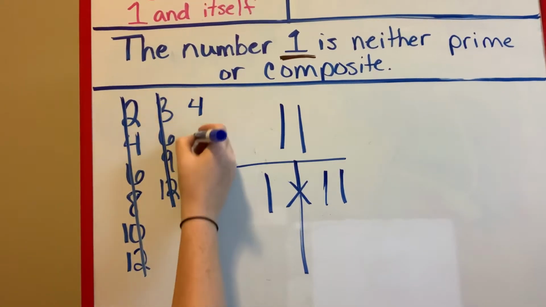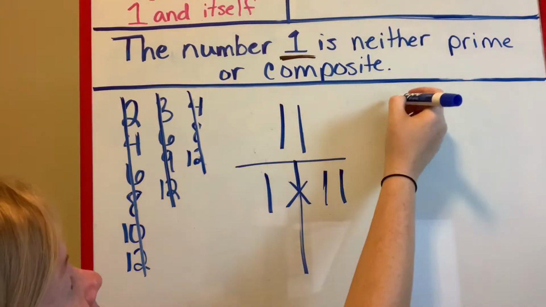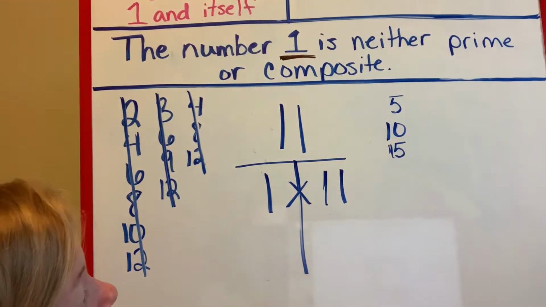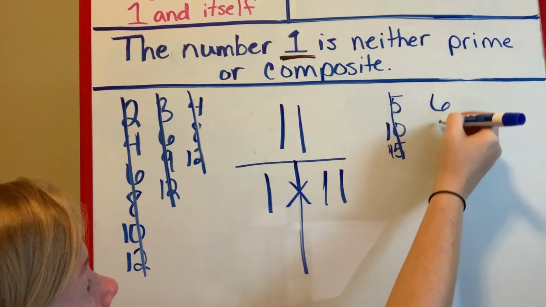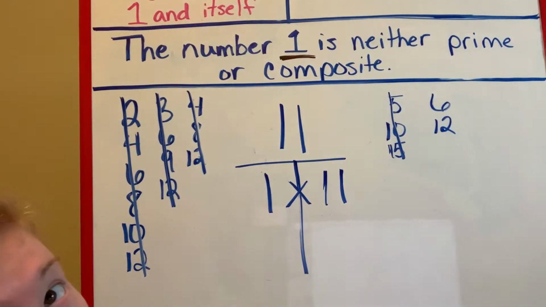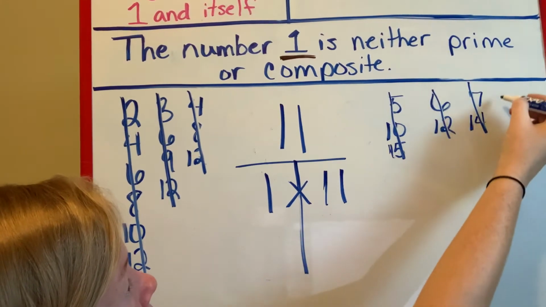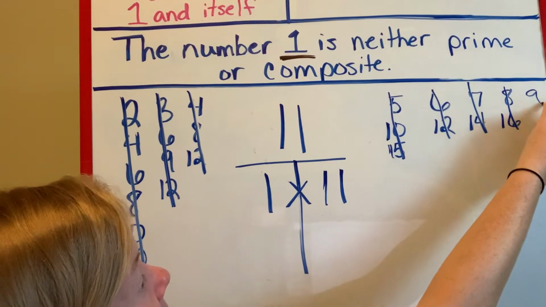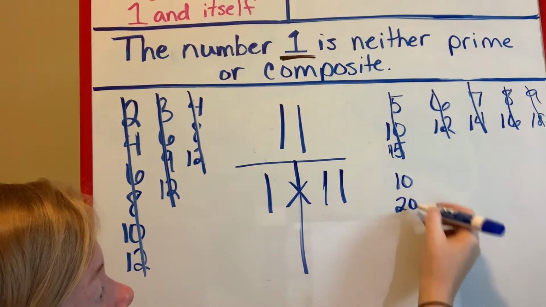Now we test 4. 4, 8, 12. Did we say 11? Nope. I'm going to go to the other side. 5, 10, 15. Did we say 11? No, we did not. So 5 is not a factor. Let's go to 6. 6, 12. No. 7, 14. No. 8, 16. No. 9, 18. Nope. 10 and 20. Nope.